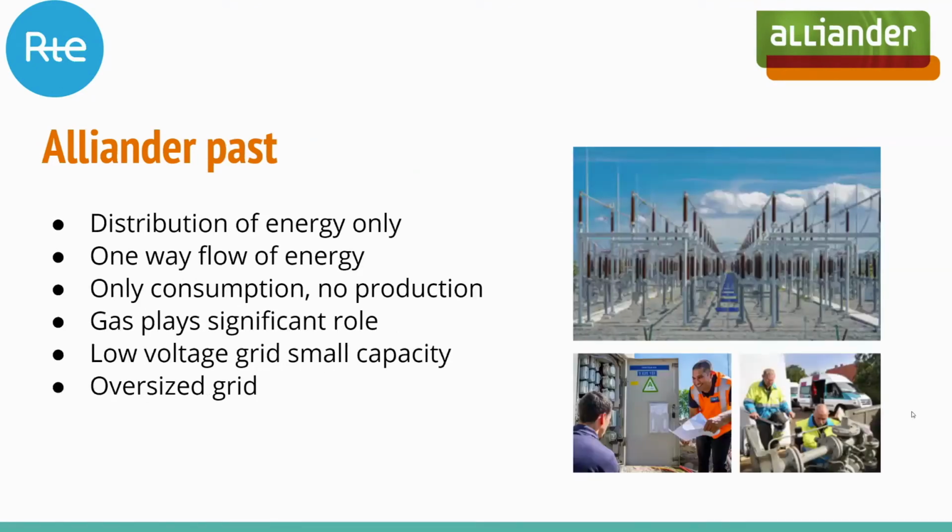So the DSO used to be pretty straightforward and simple. Only the distribution of energy. Production of energy was done at the TSO level, they passed on the energy to the DSO and distributed to the households. So you only had one flow of energy. And as I said, only consumption. So you only had households or large companies and no production within our network at all.